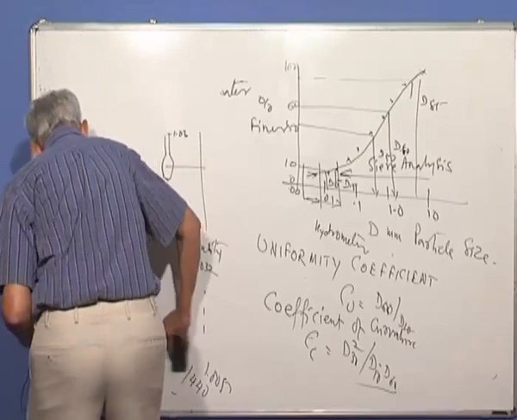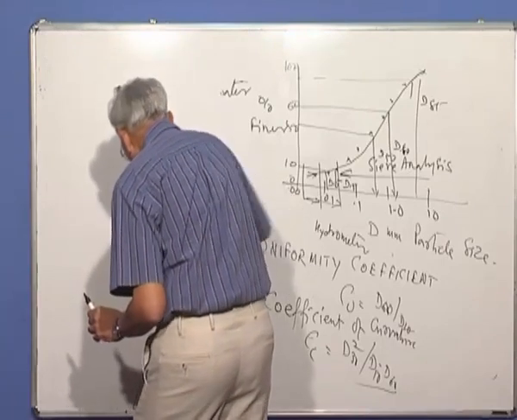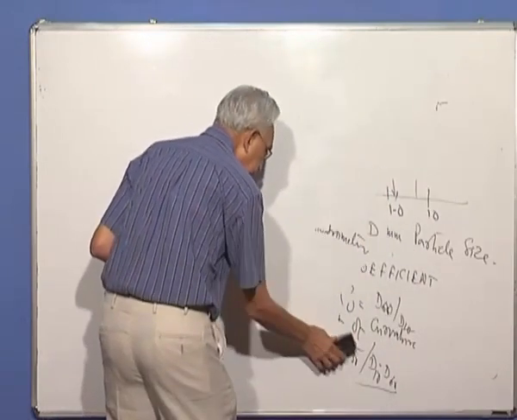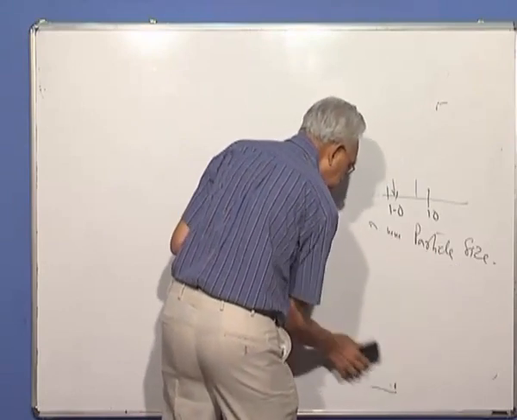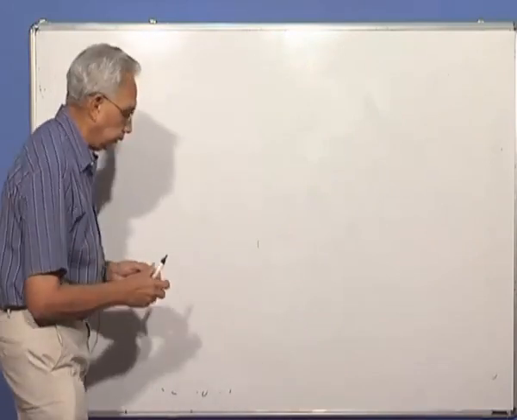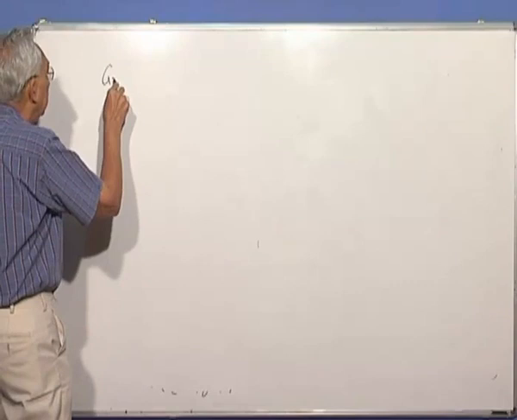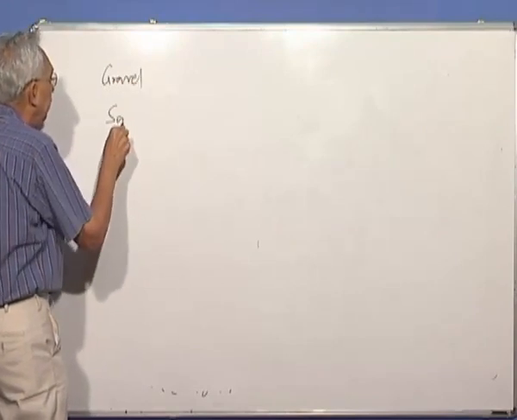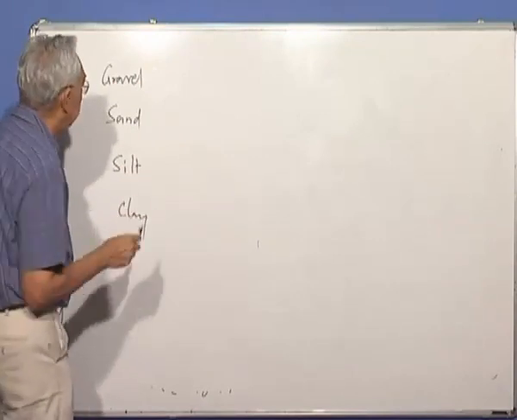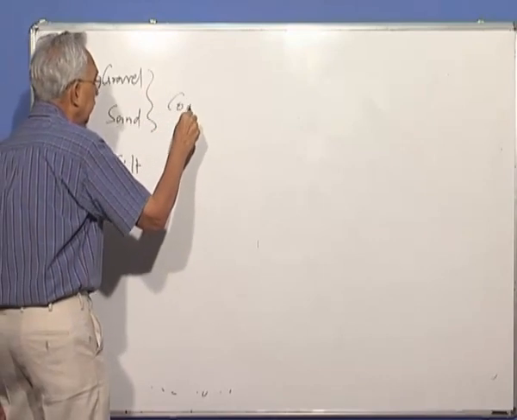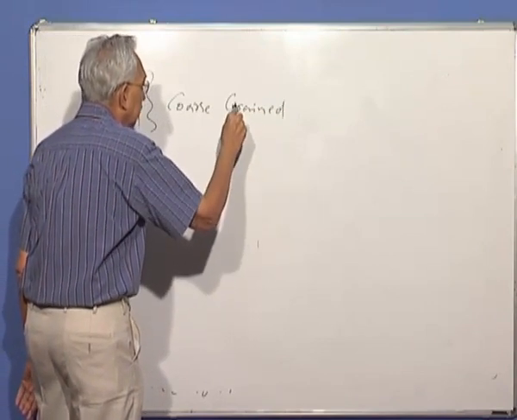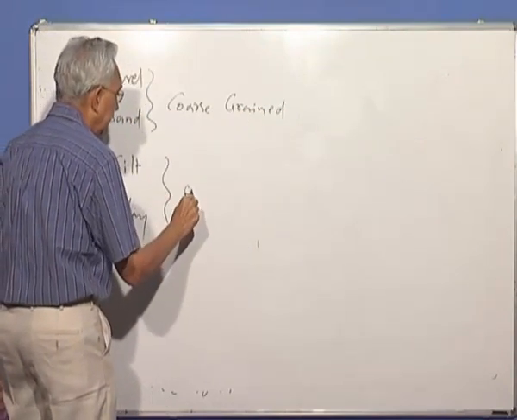Now we'll describe how we classify the soil into different components. You might have heard the names called sand, silt, and clay. Gravel, sand, silt, and clay. These are the names you would hear. These two are called the coarse grained, large size, coarse grained soils, and these are called fine grained soils.